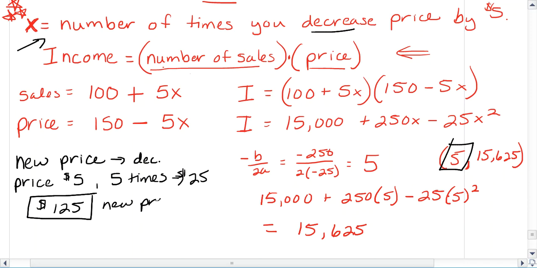And then we can expect a much better income. Our new maximum income then would be $15,625.